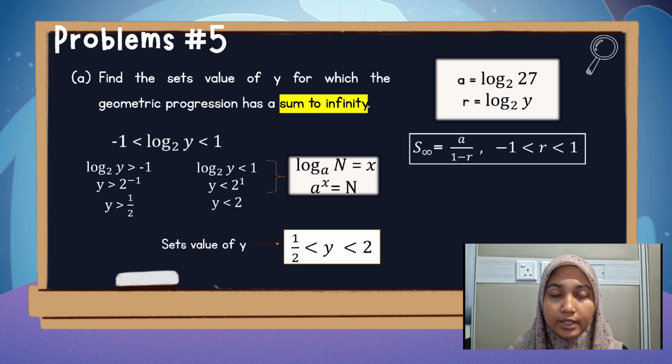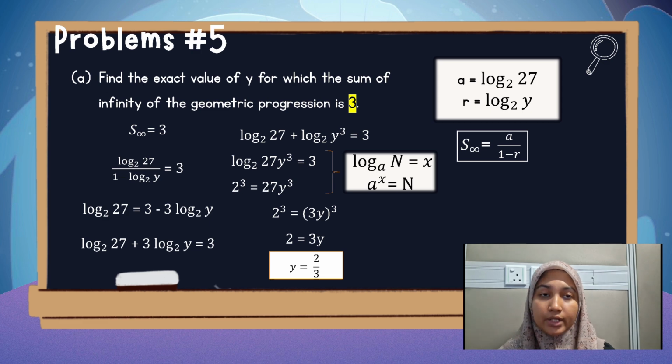So for the second inequality, we will just do the same: log base 2 of y is less than 1. So the final answer for the second inequality is y is less than 2. So from both answers, we can get the final answer for question A, which is 1 over 2 is less than y, and y is less than 2.